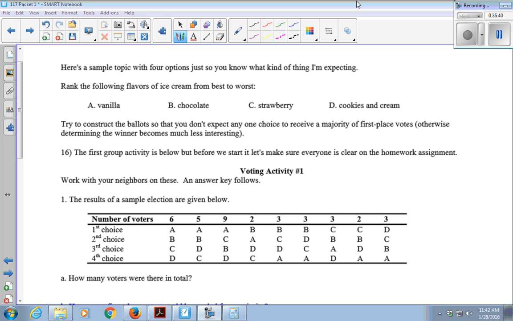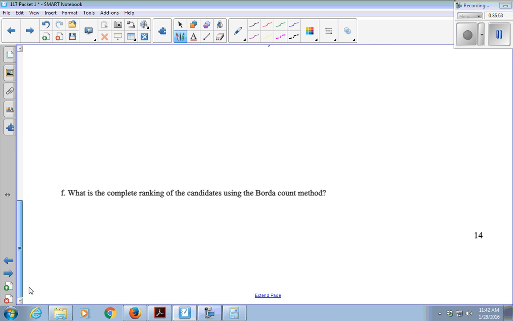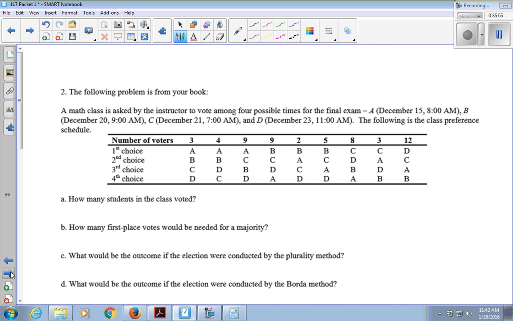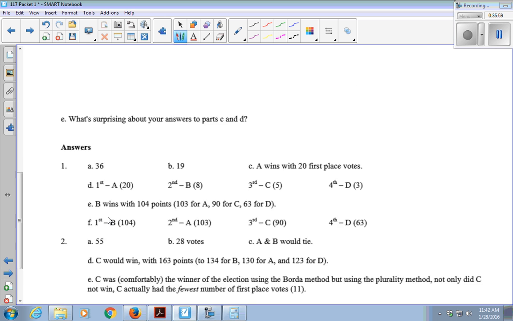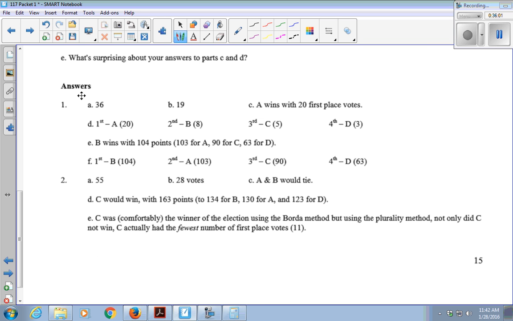So our first group activity is coming up, where you're just gonna work with some of the things we just learned about. But before you start it, I just want to make sure everybody's clear on what the homework assignment is. So if we just go a few pages forward. First, I'm going to point out that at the end of all group activities are the answers to the group activities. So as you work through them, you can check your answers.